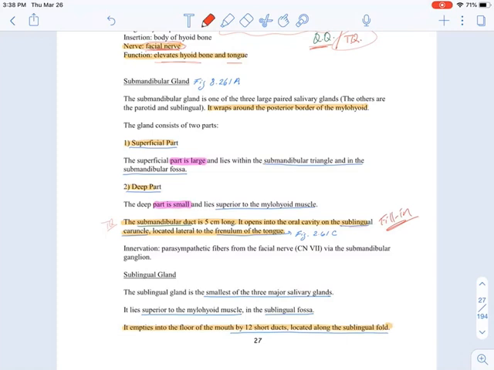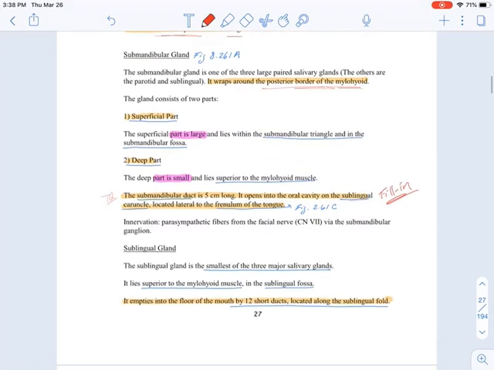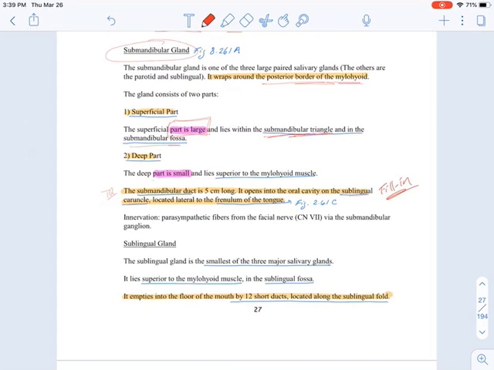Now we're talking about the submandibular gland. Wraps around the posterior border of the mylohyoid muscle. You have a superficial part, which is the larger part, and it will be within the submandibular triangle. And since we're talking about the submandibular gland, it's going to be within that submandibular fossa. Then you have a deep part of the submandibular gland, and it is small. Superficial, large, deep, small. Small part will be superior to your mylohyoid muscle.